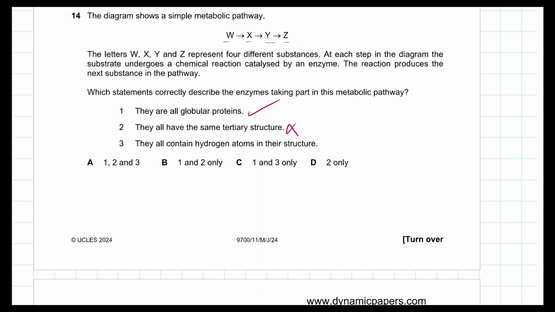3. They all contain hydrogen atoms in their structure. This is correct. The reason for this is that they have beta pleated sheets and alpha helices in order to form the attraction in the active site between the substrate and the actual enzyme itself. Therefore, this is correct, and the answer is going to be 1 and 3, which is C.